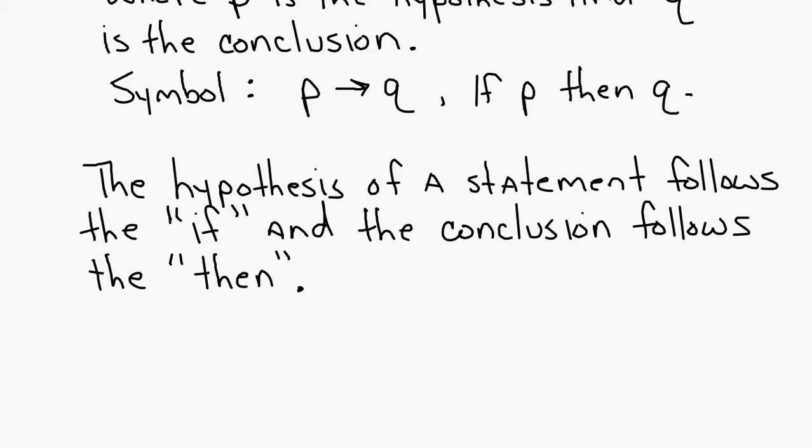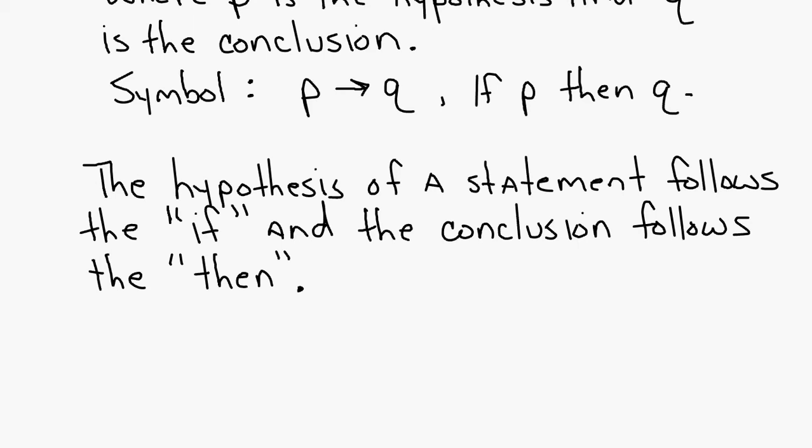What's the hypothesis of that statement? What follows the if? Yeah, a butterfly has a curved black line on its hind wing. That's the hypothesis of the statement. The hypothesis does not include the word if. It's what follows the if. What's the conclusion of that statement? It is a viceroy. Not the word then, just what follows the then. Got it? Look at the next example.